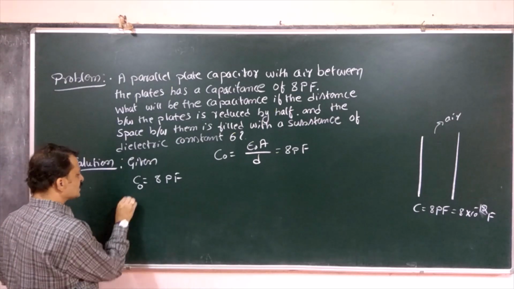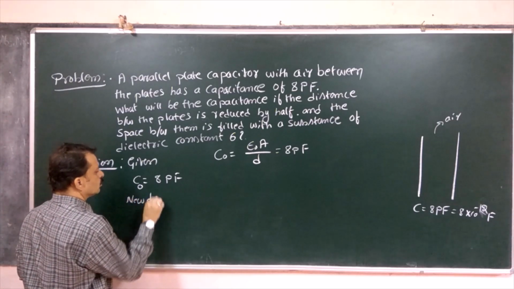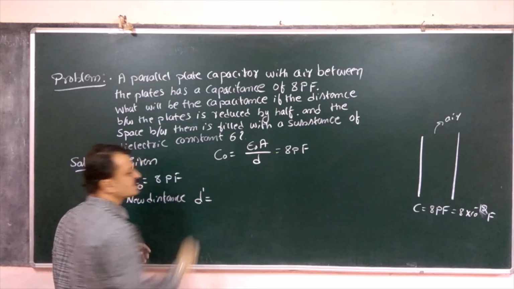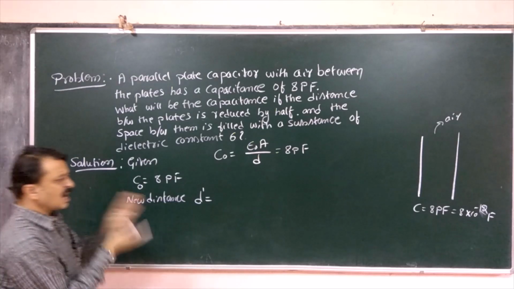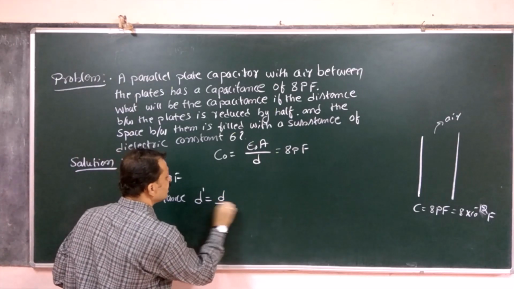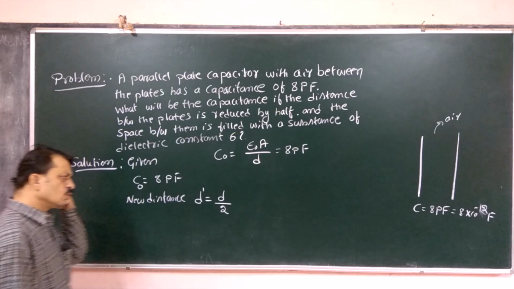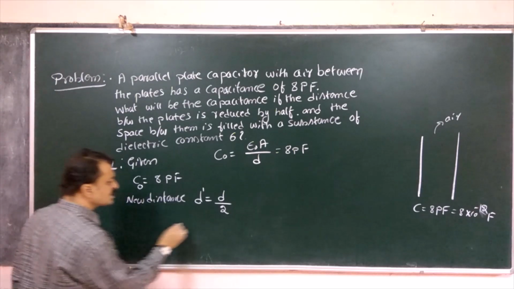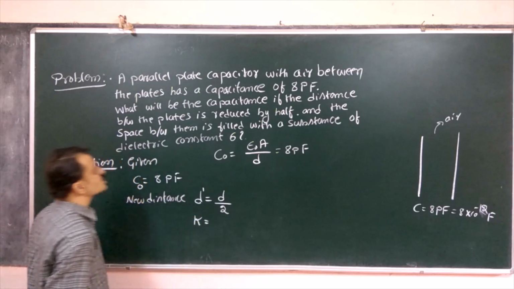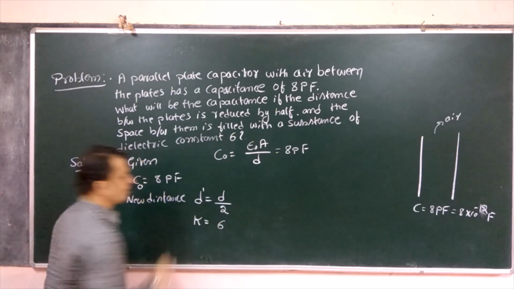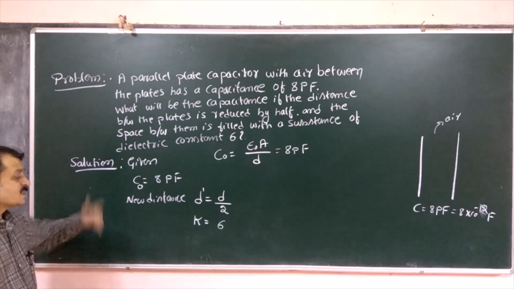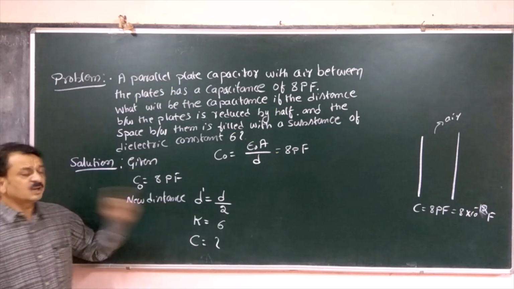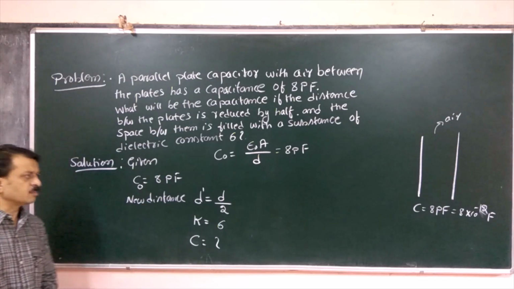The new distance between the plates D dash is equal to, ಫಸ್ಟ್ ಗೆ ಎಷ್ಟಿತ್ತು ಅದರ ಹಾಫ್ ಗೆ ತರ್ತಾ ಇದ್ದಾನೆ. ಇನಿಷಿಯಲ್ ಆಗಿ ಡಿ ಇತ್ತು, ಅದನ್ನ ಡಿವೈಡ್ ಬೈ 2 ಮಾಡ್ತಾ ಇದ್ದಾನೆ. ನ್ಯೂ ಡಿಸ್ಟೆನ್ಸ್ ಹಿಂಗ್ ಬರ್ತಾ ಇದೆ. ಜೊತೆಗೆ ಒಂದು ಸಬ್ಸ್ಟೆನ್ಸ್ ಅನ್ನ ಇಡ್ತಾ ಇದ್ದಾನೆ, ಅದರ ಡೈಎಲೆಕ್ಟ್ರಿಕ್ ಕಾನ್ಸ್ಟೆಂಟ್ 6 ಅಂತ ಕೊಟ್ಟಿದ್ದಾನೆ. ಹೀಗಾದಾಗ ವಾಟ್ ಈಸ್ ದ ನ್ಯೂ ಕೆಪಾಸಿಟೆನ್ಸ್, ವ್ಯಾಲ್ಯೂ ಆಫ್ ನ್ಯೂ ಕೆಪಾಸಿಟೆನ್ಸ್ ಇನ್ ದ ಪ್ರೆಸೆನ್ಸ್ ಆಫ್ ಡೈಎಲೆಕ್ಟ್ರಿಕ್ ಅನ್ನು ಫೈಂಡ್ ಔಟ್ ಮಾಡಬೇಕು.